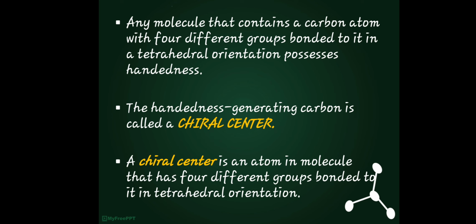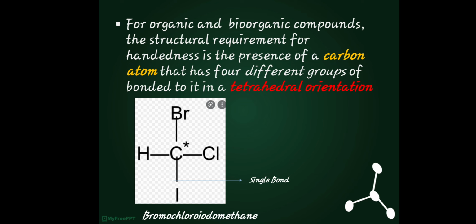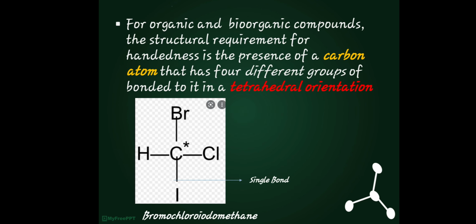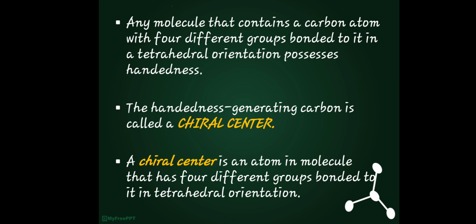Okay, so the handedness-generating carbon is called a chiral center. As you can see in the illustration below, the carbon is the center. So what is the name of the carbon in the center of the tetrahedral orientation? The name of it is chiral center, or the function of this carbon is generating handedness. A chiral center is an atom in a molecule that has 4 different groups connected to it in a tetrahedral orientation.